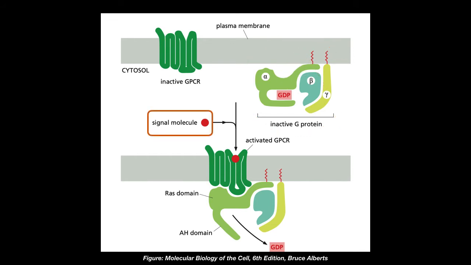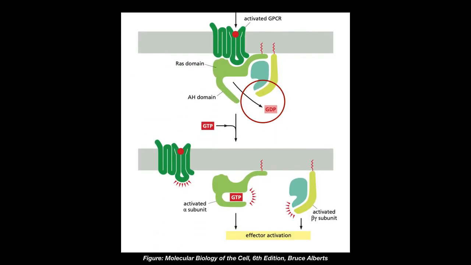When a signal molecule binds to the GPCR, it causes a conformational change in the GPCR which allows it to bind to the G protein. This binding further causes conformational changes in the G protein that allow it to release the bound GDP in exchange for GTP. This binding of the GTP to the alpha subunit of the G protein causes the dissociation of the alpha subunit from the beta gamma subunit. Now the GTP bound alpha subunit and the beta gamma subunit are both activated and they perform their individual signal transduction pathways.